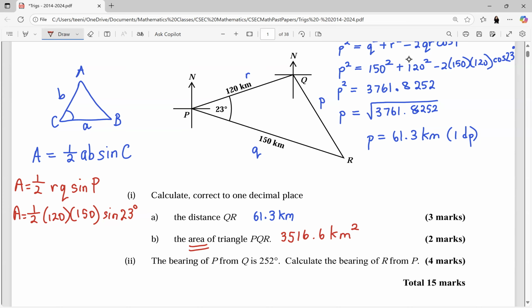If anybody else got this, your answer is correct. If you didn't, type it over again and see what you get. You can also do 120 times 150 times the sine of 23 and then divide the answer by 2. You'll still get the correct answer. 3,516.6.